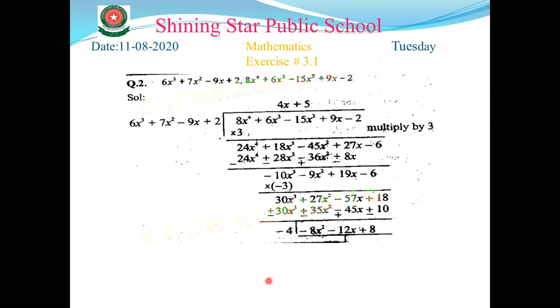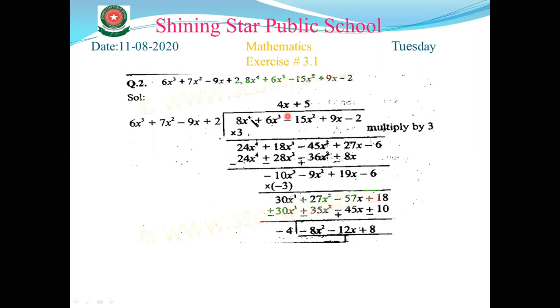Now, question number 2. We have here 8x power 4 plus 6x cube minus 15x square minus 9x minus 2. And here is 6x cube plus 7x square minus 9x plus 2. Now, here is 6 and here is 8. We multiply 6 with 2, it becomes 12. Here is 8. So if we multiply 6 with any number, we cannot get 8.